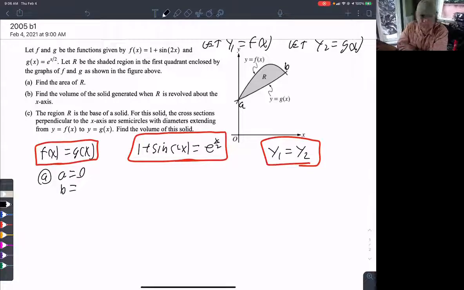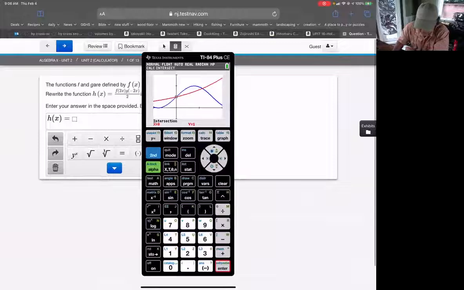I'm not going to store 0 on my calculator. I know 0, I don't have to store it. But the B one, I'm probably going to store that. So let's find the other intersection.